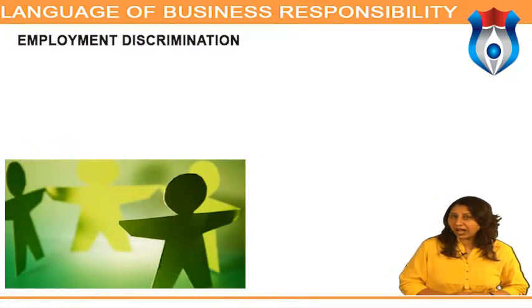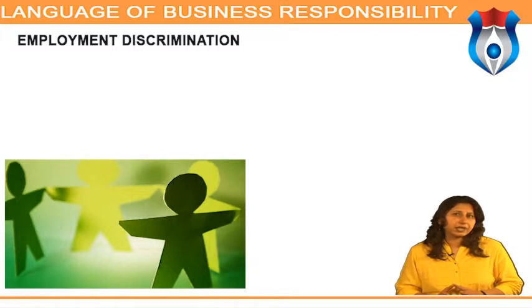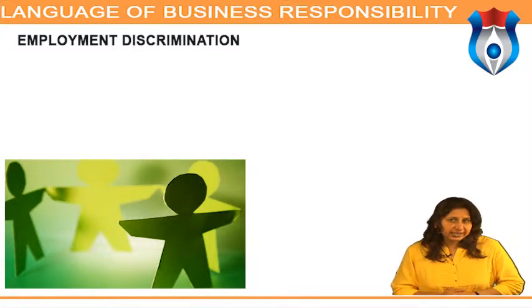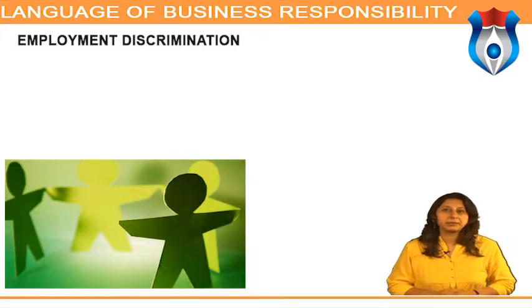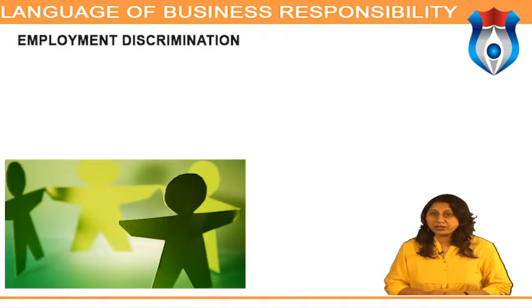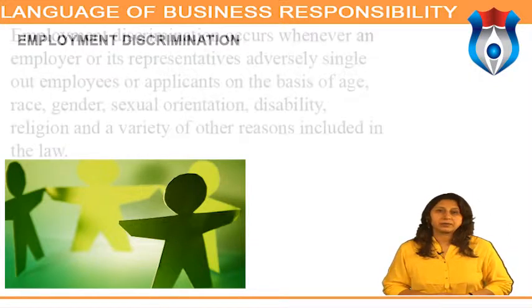Can you guess in which article is the prohibition of discrimination on grounds of religion, race, caste, sex, or place of birth in our Constitution given? Article 15. Prohibition of discrimination on grounds of religion, race, caste, sex, or place of birth.